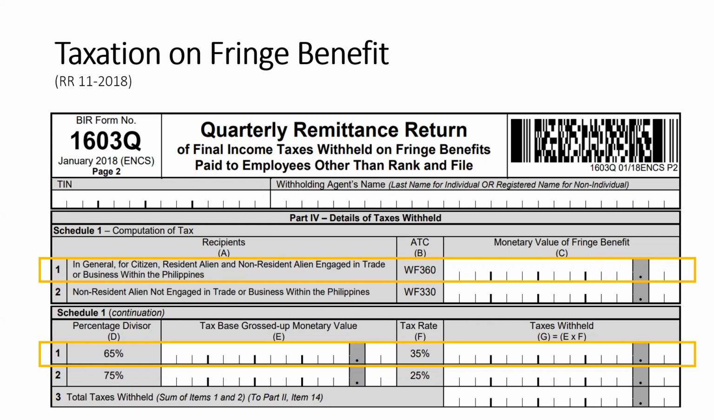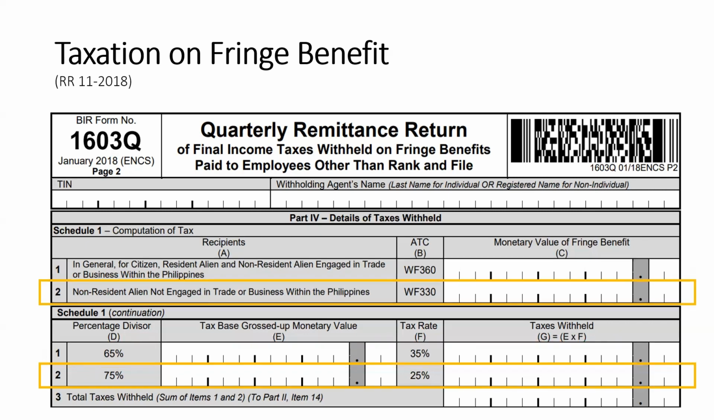If the recipient is a Filipino citizen, resident alien, or non-resident alien engaged in trade or business within the Philippines, how do we compute? We put the monetary value of the fringe benefit and divide it by 65%. That would be the grossed up monetary value, which is the tax base. Once we get the tax base, we multiply it by 35%, that would be the taxes withheld. If non-resident alien not engaged in trade or business within the Philippines, we use 25% as the tax rate. So the divisor is 75%.